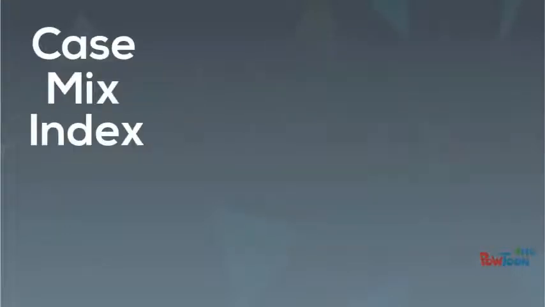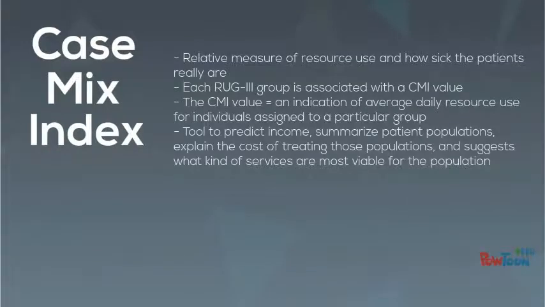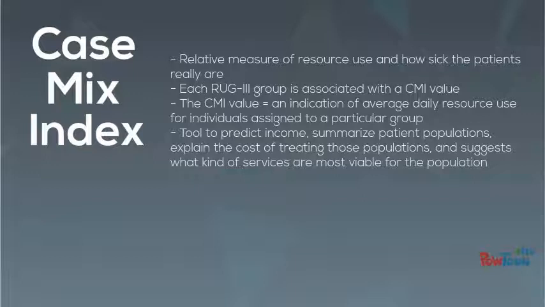On to the CMI, or Case Mix Index. The CMI is a relative measure of resource use and how sick the patients really are. Each RUG3 group is associated with a CMI value, so the CMI value gives an indication of average daily resource use for individuals assigned to a particular group. It is a useful tool for predicting income, summarizing patient populations, explaining the cost of treating those populations, and suggests what kind of services are most viable for the population.